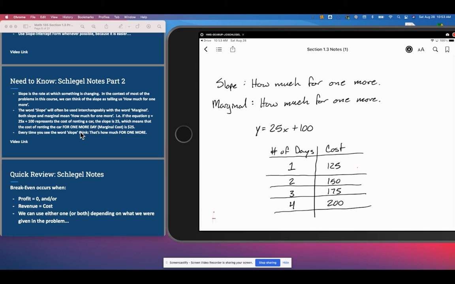The slope, or the marginal cost of renting the car, it increases by $25 each day. So we would say that the marginal cost, or the slope, for renting this car is 25. So again, $25 for one more day. And that would be the marginal cost of renting this car.